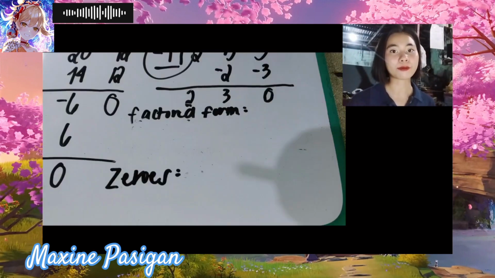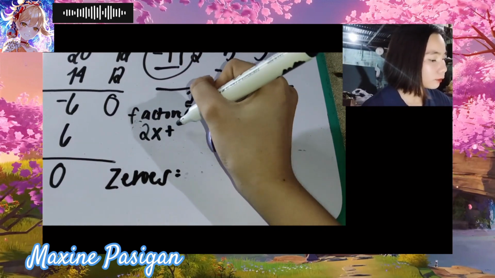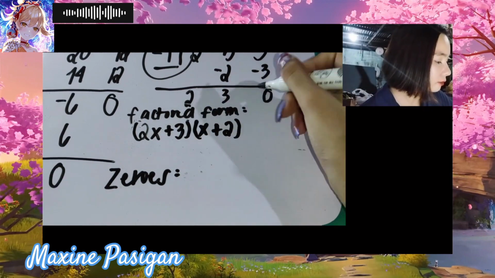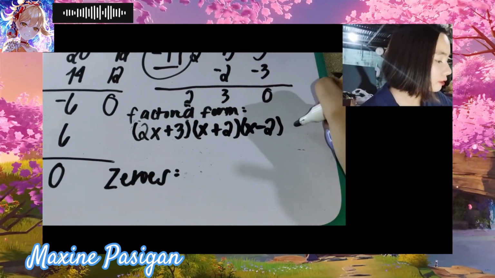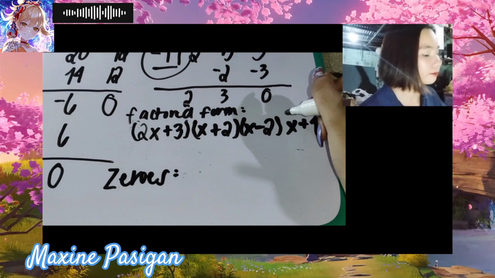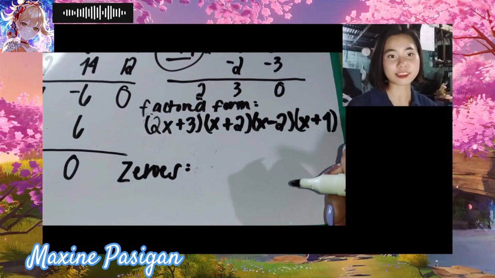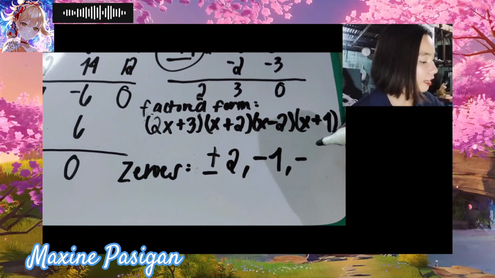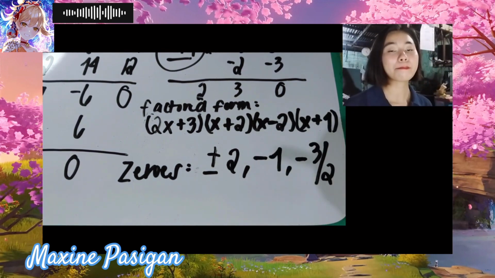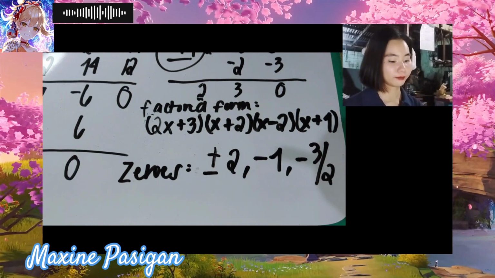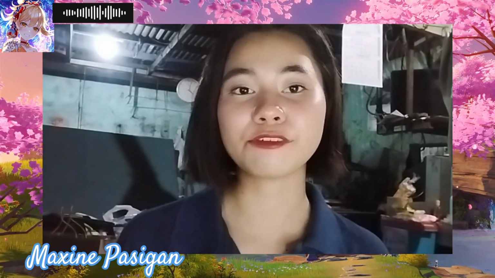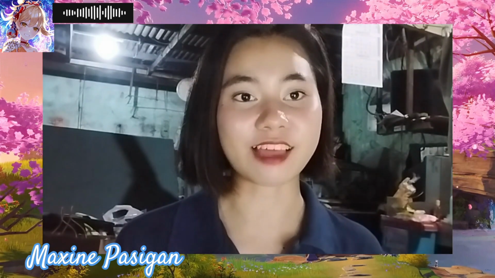So, the factored form is 2x plus 3, x plus 2, x minus 2, and x plus 1. Let's list down the zeros by changing the signs. Positive negative 2, negative 1, and negative 3 over 2. So, positive negative 2, negative 1, and negative 3 over 2 are the zeros of this polynomial. You can also get the zeros by getting the roots and changing the signs. And that is how you find the zeros of a quartic equation using synthetic division.